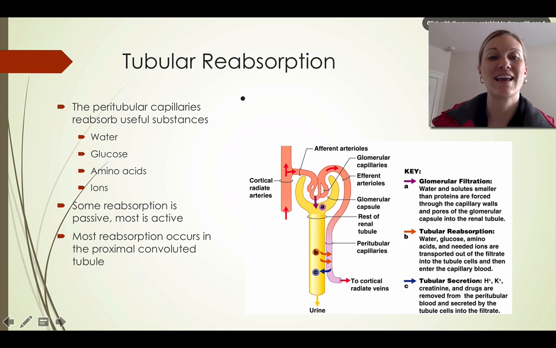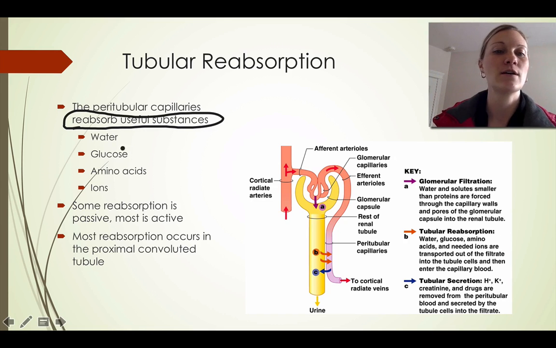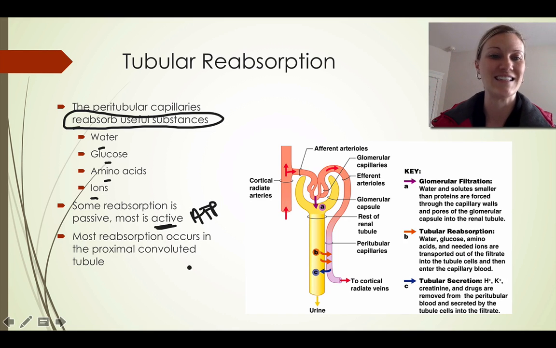Tubular reabsorption, again, is all of the stuff that your body is going to keep. So the reabsorption of the useful substances, I would say, is your biggest takeaway here. These are going to be things like water, glucose, amino acids, ions. Some of your reabsorption is passive. Most of it is active transport, which means you're going to utilize ATP. And then most reabsorption occurs in the proximal convoluted tubule.